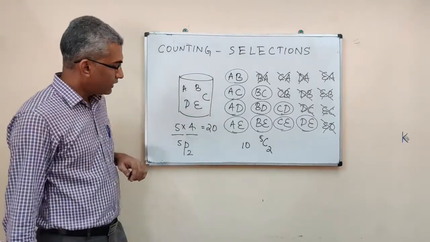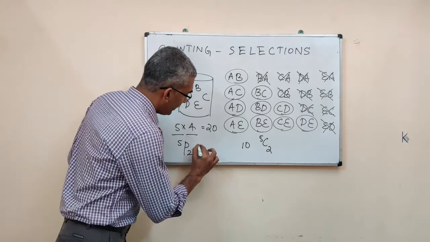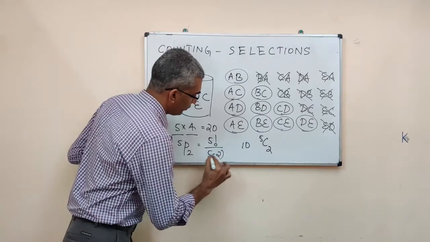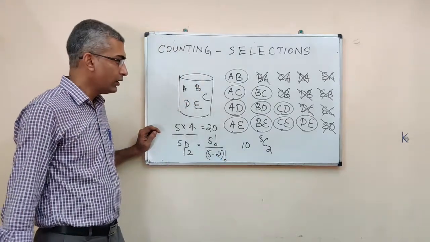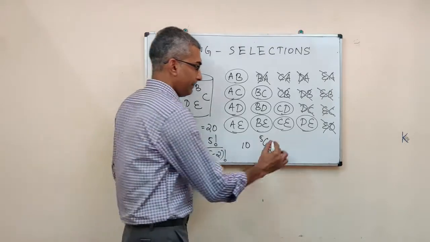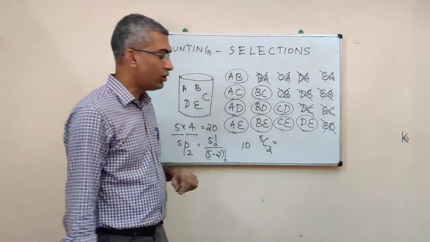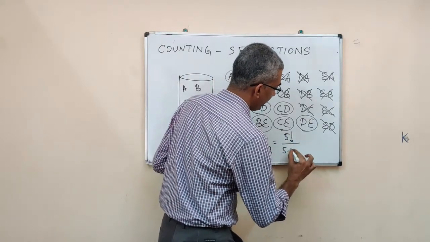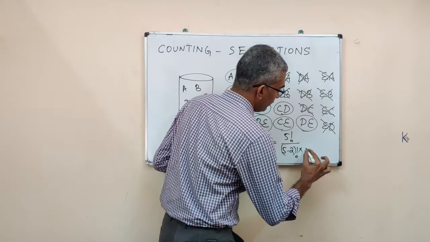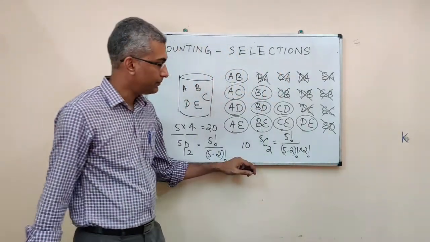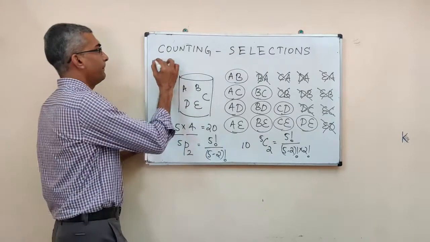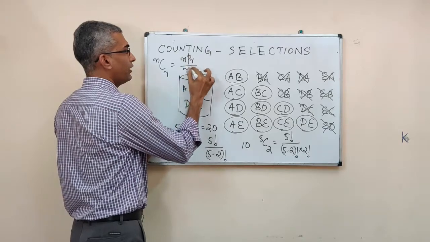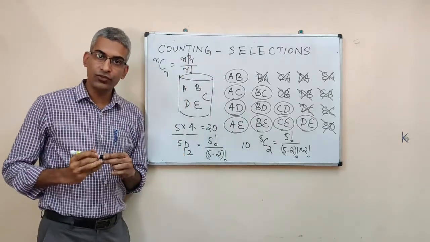Now, in the previous discussion, we saw that the value of 5P2 is 5 factorial by 5 minus 2 factorial. What will be the value of 5C2 mathematically? When you look at this mathematically, the value of 5C2 will be 5 factorial by 5 minus 2 factorial divided by 2 factorial. Or in general, NCR will be NPR by R factorial. Let us see how this comes.